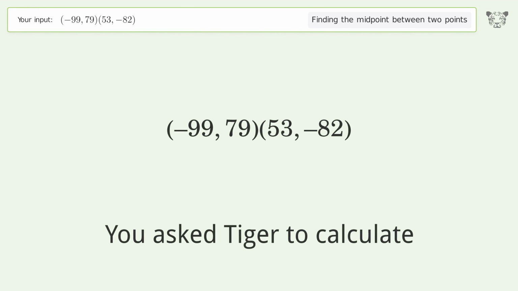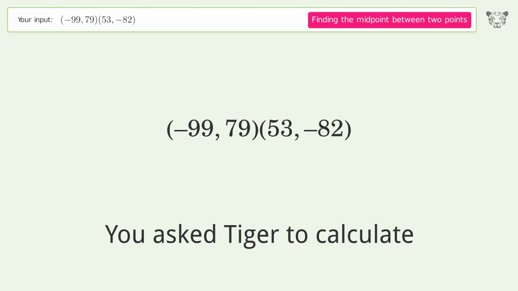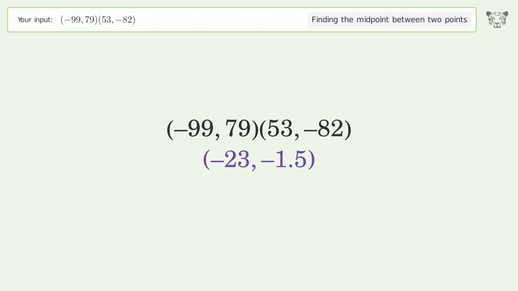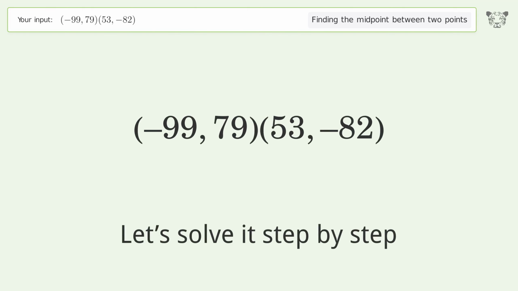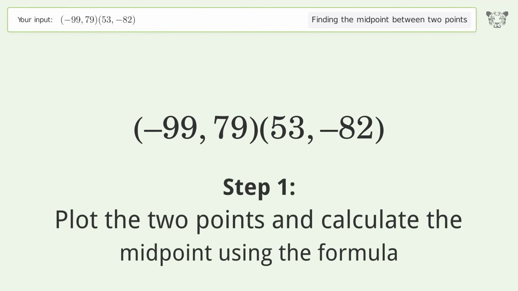You ask Tiger to calculate. This deals with finding the midpoint between 2 points. The midpoint between the 2 points is -23, -1.5. Let's solve it step by step. Plot the 2 points and calculate the midpoint using the formula.